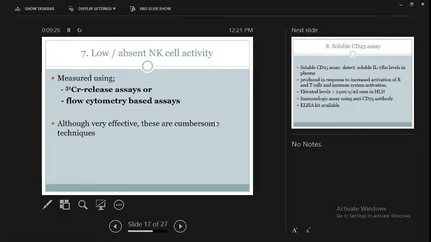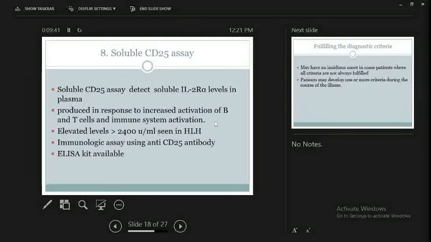Then coming to the two other criteria which we don't have facilities in Sri Lankan setup to do. One is low or absent NK cell activity, which is measured using chromium-51 release assays or flow cytometry based assays. This is very effective in detecting NK cell activity, but a cumbersome test. And the other test is soluble CD25 assay, which detects the soluble interleukin-2 receptor alpha levels in plasma. This is produced in response to the activated B and T cells. Levels more than 2400 units per milliliter is diagnostic. It meets the HLH criteria.